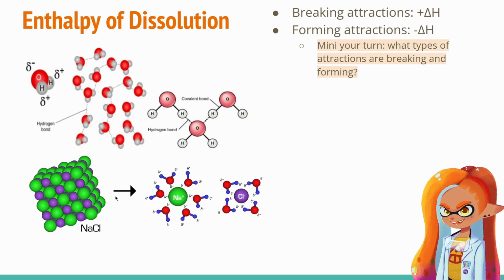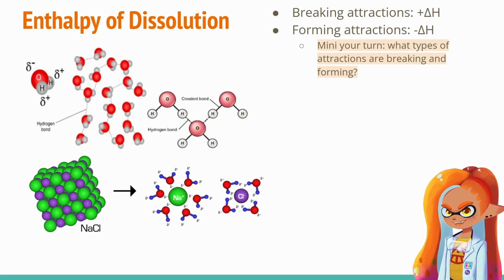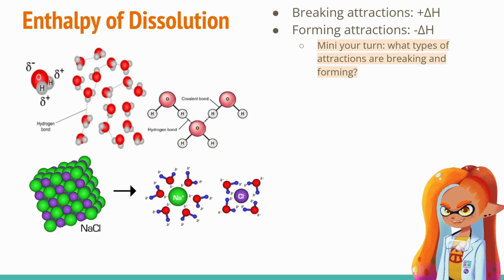Because of these attractions between the water molecule and the ions of the salt, that makes a negative delta H. And so you have to, again, remember when you break those attractions, so again, either the ionic bond or the hydrogen bonding of the water, that is delta H, that's positive because you broke those attractions. But you're forming new attractions between the ions and the dipole of the water. And so that is a negative delta H.